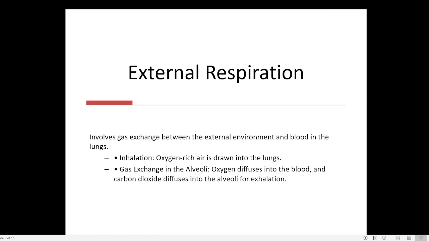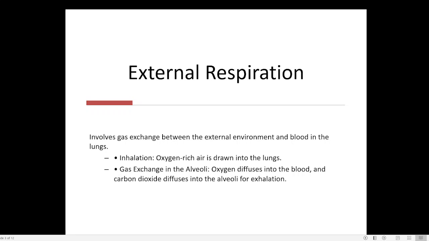One is external respiration. What is happening in the case of external respiration is gas exchange between the external environment and blood in the lungs. For example, we are taking air into our lungs, and in the lungs the oxygen will be entering into the blood, and from the blood carbon dioxide will be entering into the air inside the lungs, and that air we are pumping out or removing from our lungs.